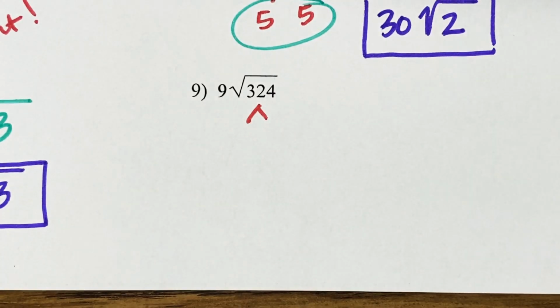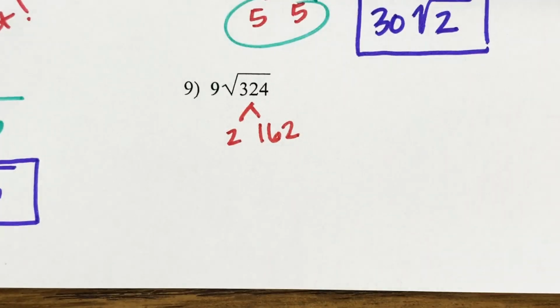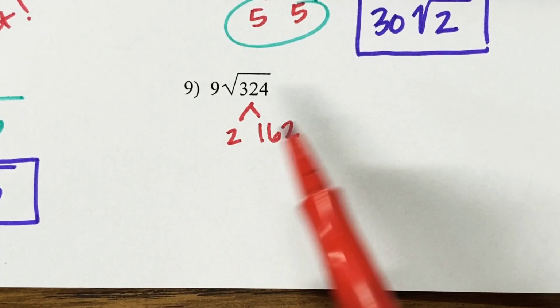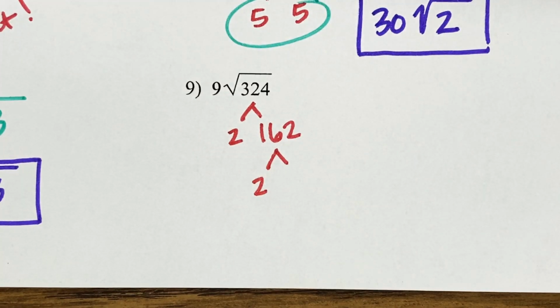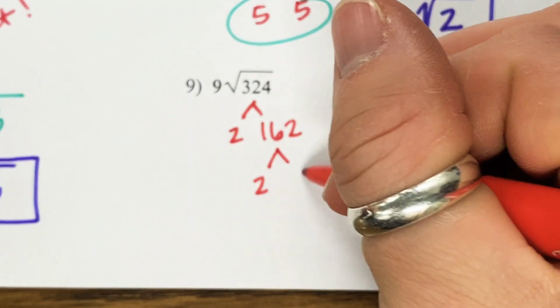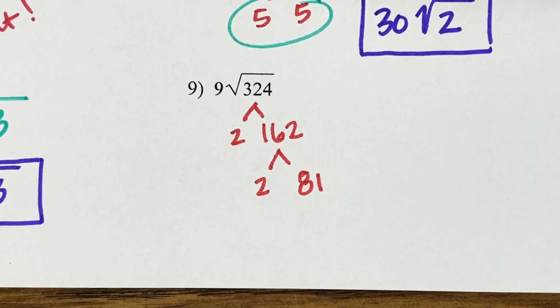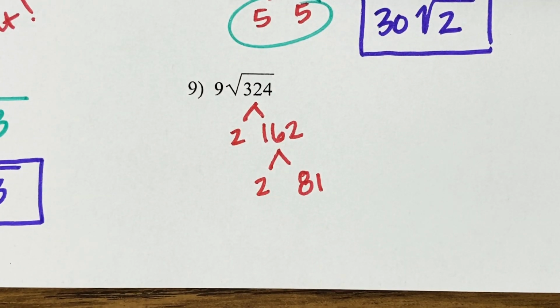So we can divide it by 2. 324 divided by 2. Whoops, I typed it in wrong. 324 divided by 2 will give me 162. Still a big number. That's okay. Let's do the same thing. It's still even. We can break it up by 2's again. What is 162 divided by 2? 81. Ooh, I see a pair of numbers.